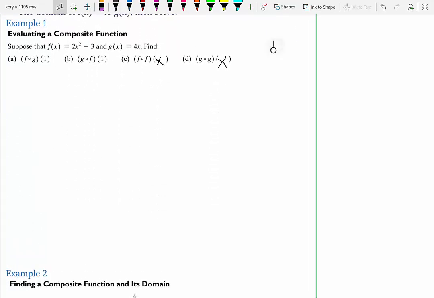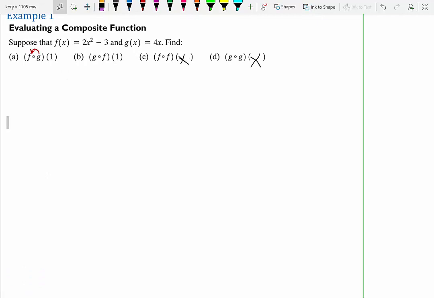So we have example 1. We're evaluating a composite function. Suppose that f of x equals 2x squared minus 3 and g of x equals 4x. Now we want to form a whole bunch of different types of composites. So the first thing we want to do is put the second letter into the first one. So that means we're going to put g of x inside f of x where every x is.